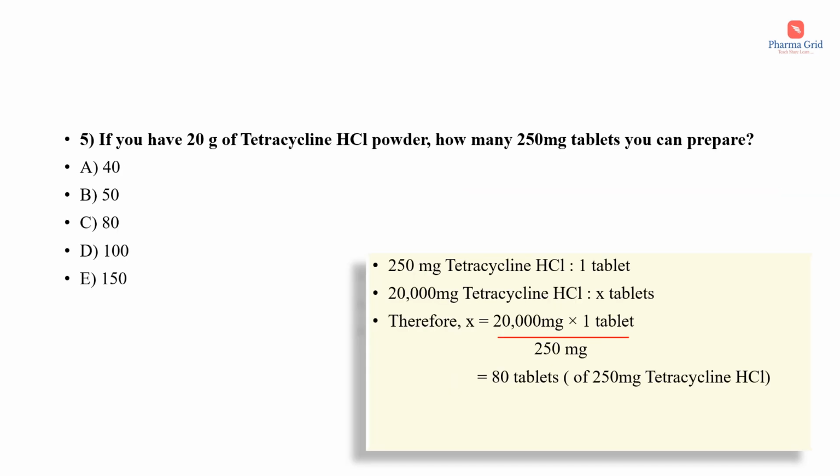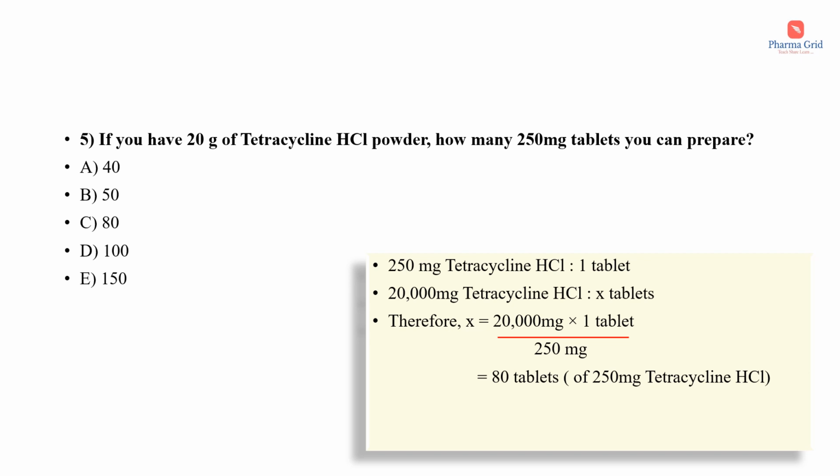Question number 5. If you have 20 gram of tetracycline hydrochloride powder, how many 250 milligram tablets can you prepare? From the question it is understood that one tablet contains 250 milligram of tetracycline hydrochloride powder. We have 20 gram of tetracycline hydrochloride powder. So how many tablets can we prepare with this quantity? Okay, so now let's see the answer.